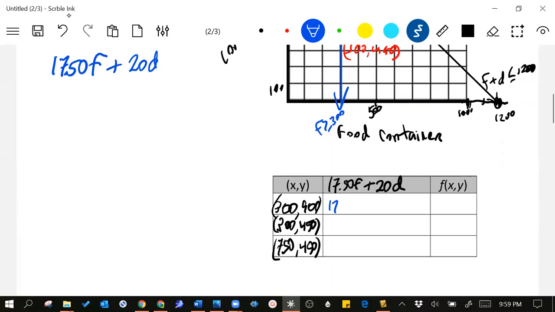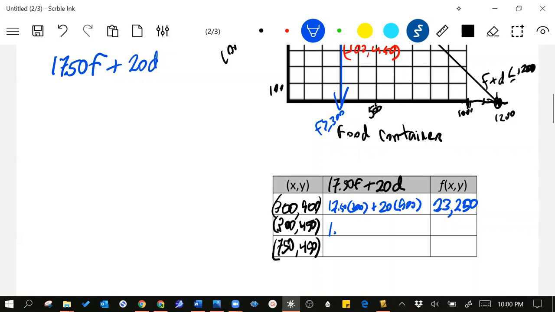So it'd be 1750 times 300 plus 20 times 900. When you work that out, the total is 23,795. It's 23,250. So we're at that much for that one.